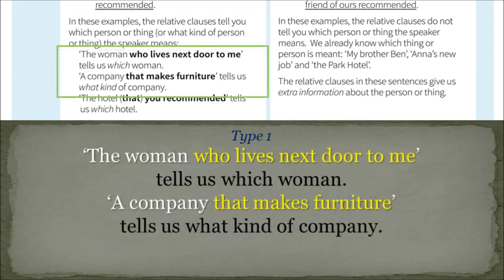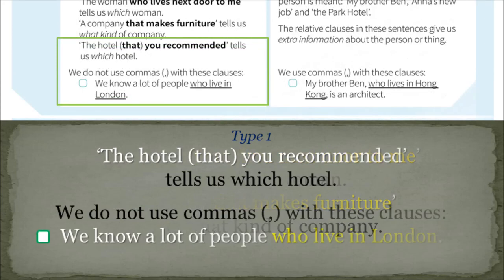The woman who lives next door to me tells us which woman. A company that makes furniture tells us what kind of company. The hotel that you recommended tells us which hotel. We do not use commas with these clauses. We know a lot of people who live in London.